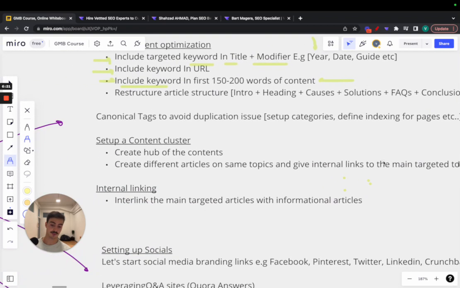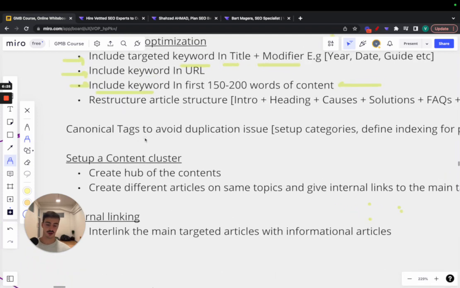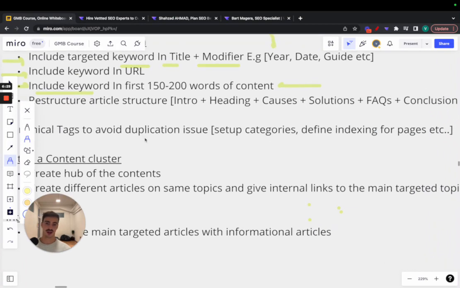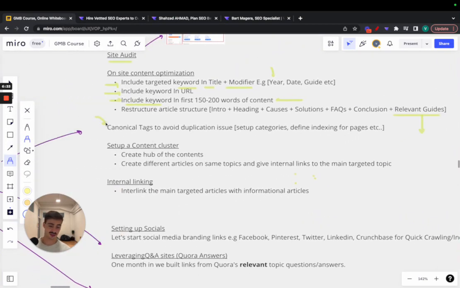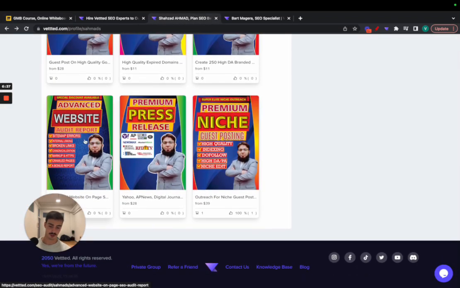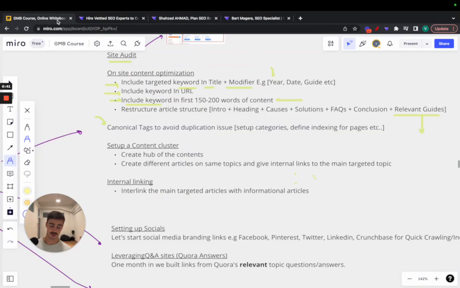Actually, before that, this is more of a technical optimization: fixing canonical tags to avoid duplicates, that's the setup of the categories, defining indexing of pages. This is a bit more technical, and I won't go too deep into what this is. Again, if you need help with that, you can purchase this audit right here. It's quite affordable, or you can message him if you want any more info on this.